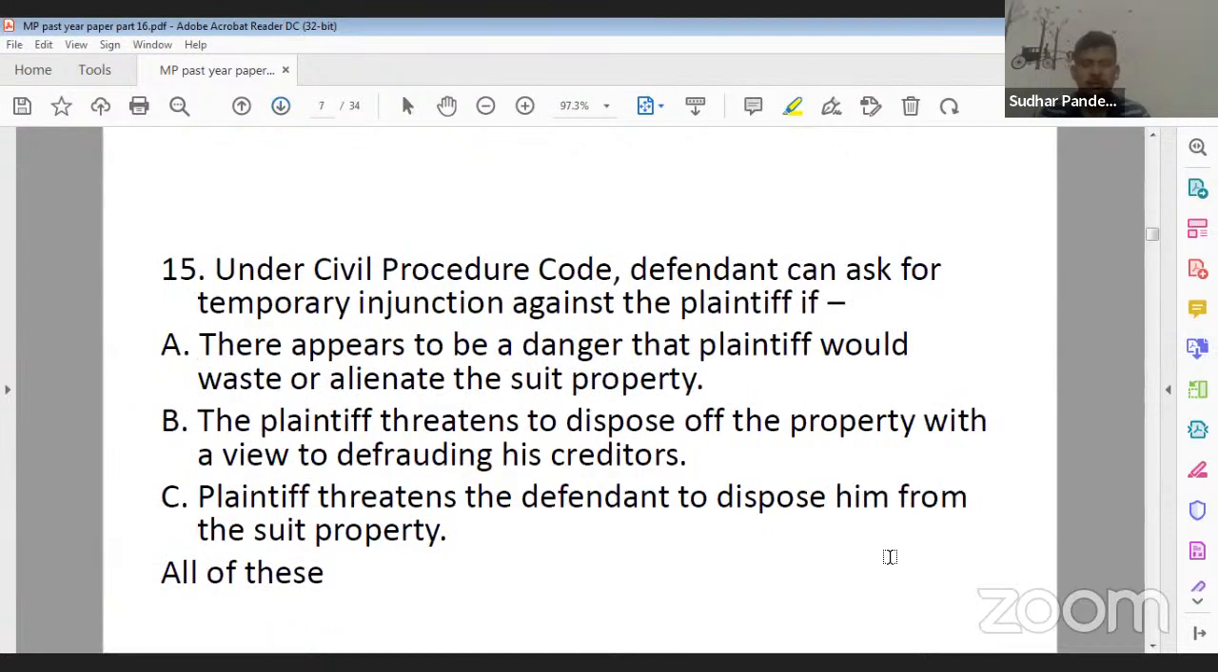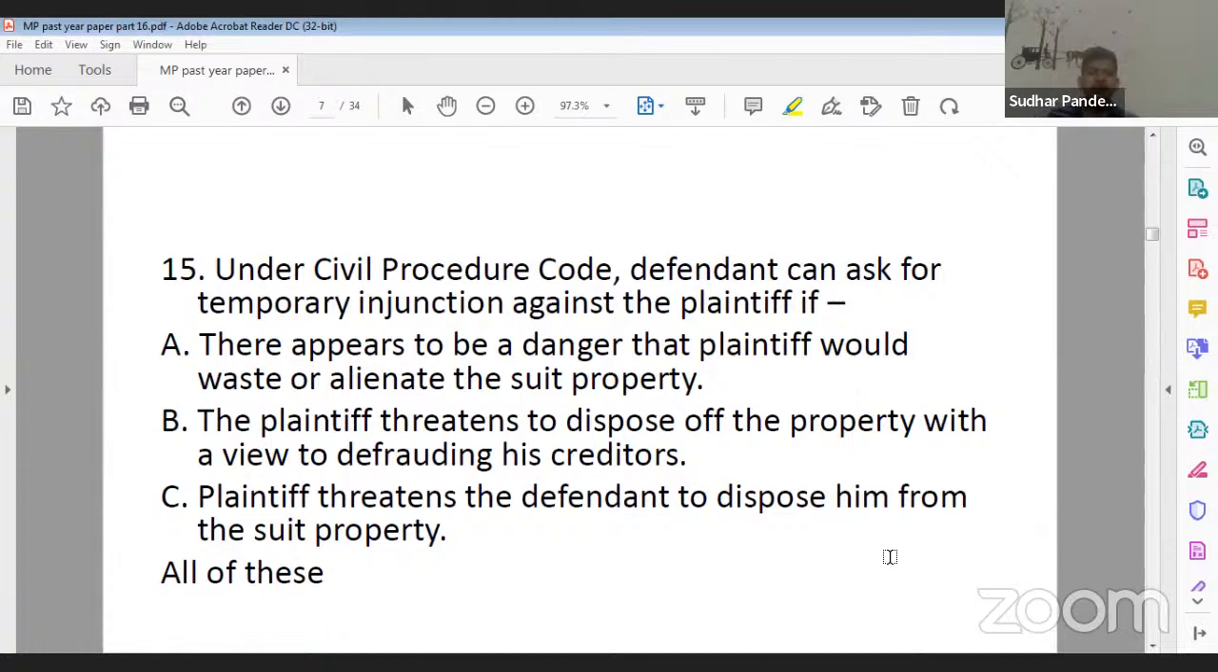Next question, question number 15. Now read question number 15 very carefully before answering, because this particular question is a bit technical, right? The question is, under Code of Civil Procedure, defendant can ask for temporary injunction against the plaintiff if the court can ask for temporary injunction. No, Ankita Gupta ji, its correct answer will be C, that is vested right. 14's C is the correct answer.